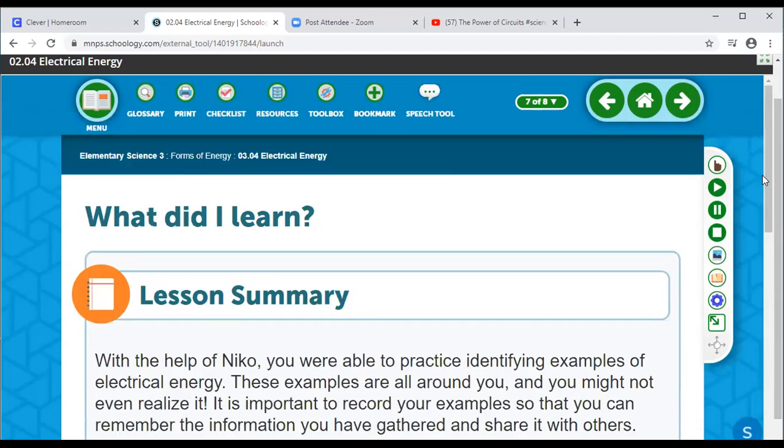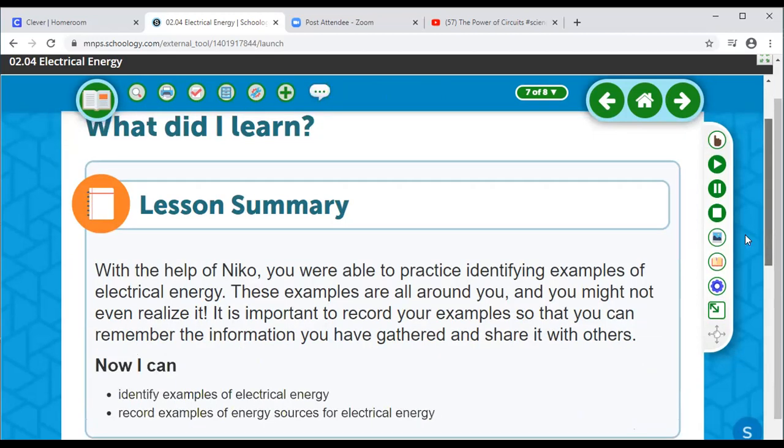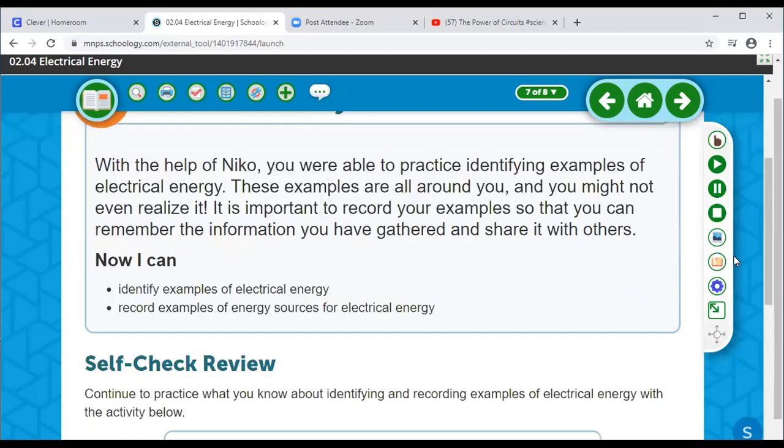With the help of Nico, you are able to practice identifying examples of electrical energy. These examples are all around you, and you might not even realize it. It is important to record your examples so that you can remember the information you have gathered and share with others. Now you can identify examples of electrical energy, and you can record examples of energy sources for electrical energy. And again, this could be something that you also can take note of tomorrow because we are continuing with the lesson with electrical energy.